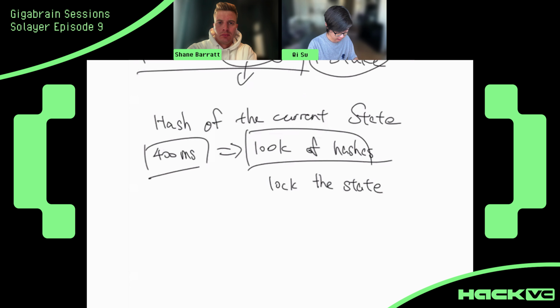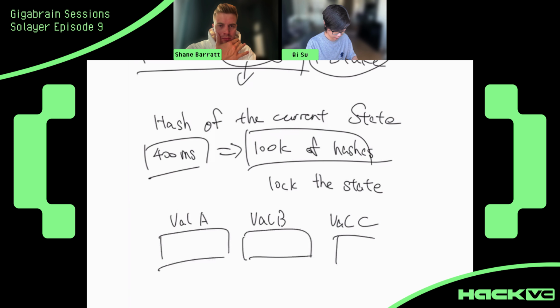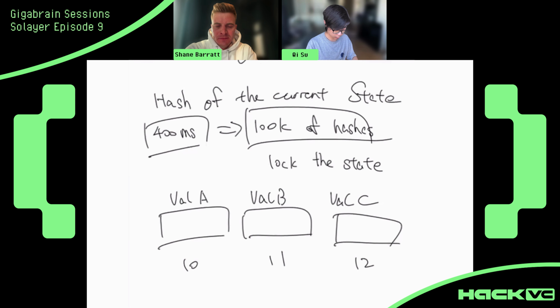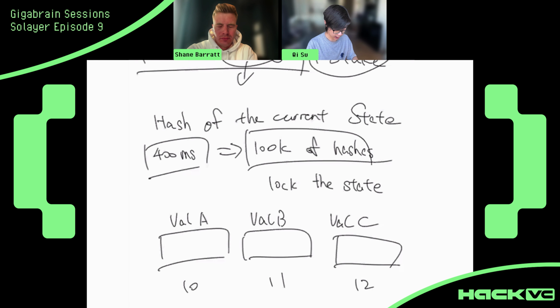So let's say you have validator A, validator B, validator C, and there are 3 servers. And the assigned slot, say the network had a consensus that validator A should be producing block 10, validator B should be producing block 11, and validator C should produce block 12. And the network expects every block to take 400 milliseconds.